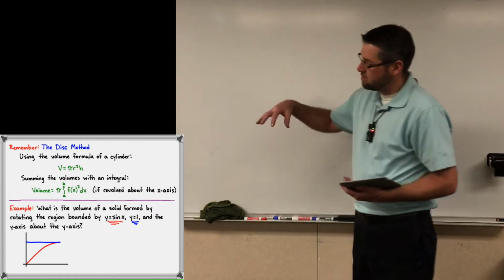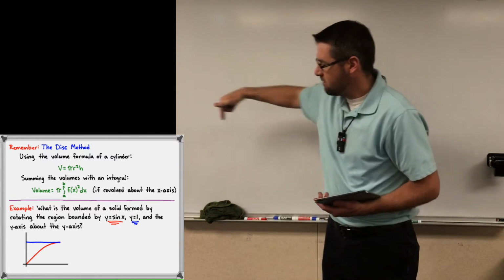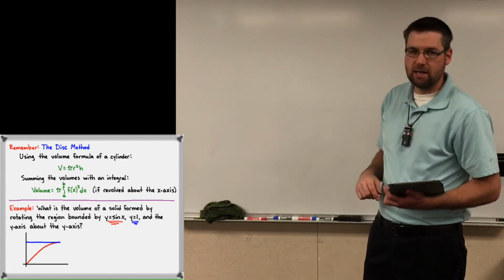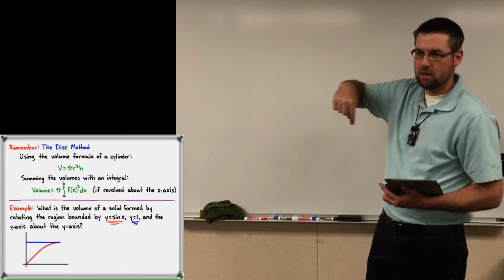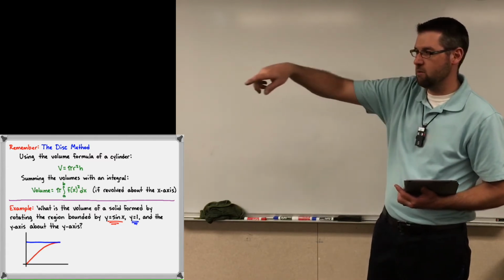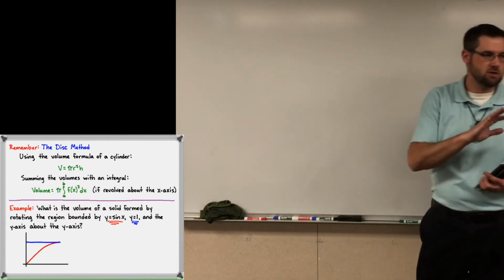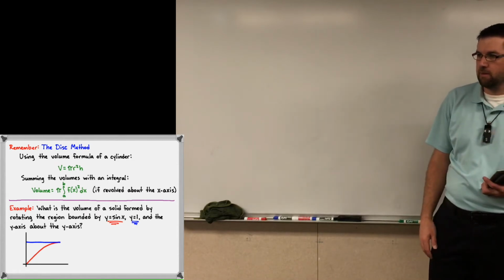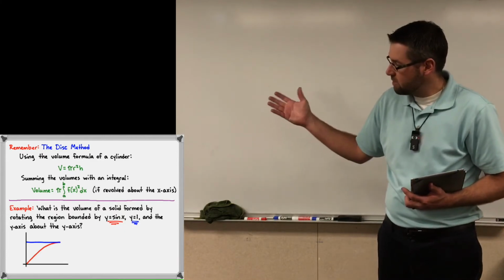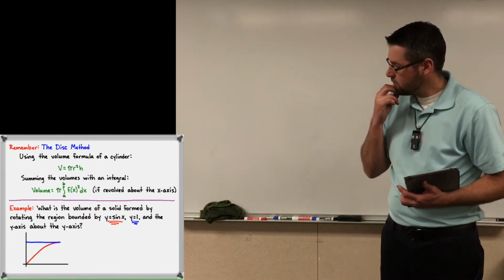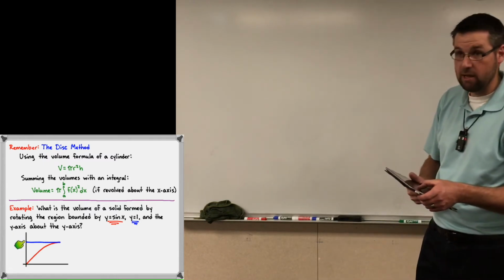So if I take this object and I revolve it around the y-axis, what do I have to do to revolve around the y-axis? Like get everything in terms of y. You got to get everything in terms of y. That means your limits, your dy, your integrand, everything in terms of y. So what are the limits going to be? Our bounds for our integral? It's going to be from 0 to 1, right?